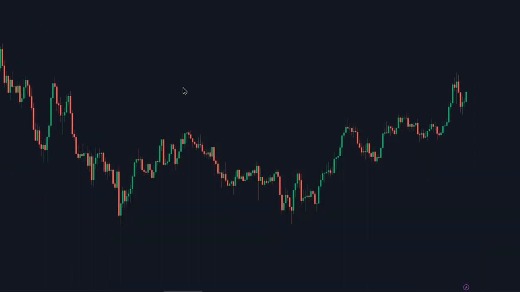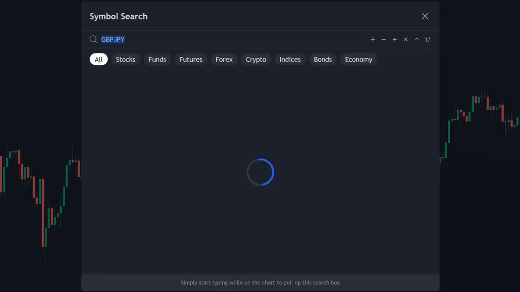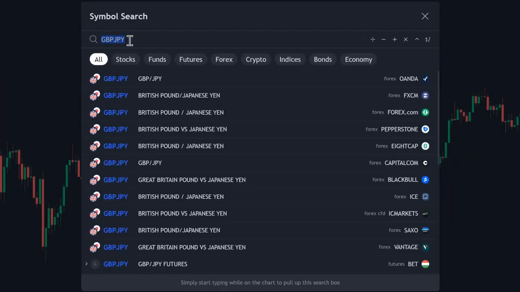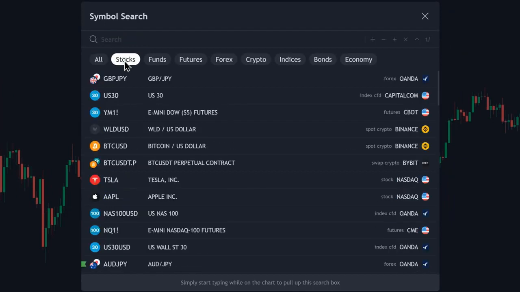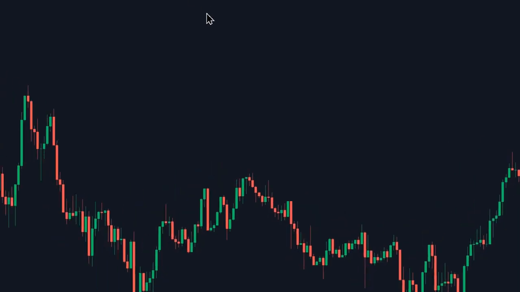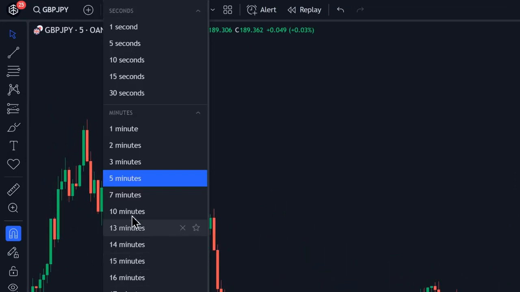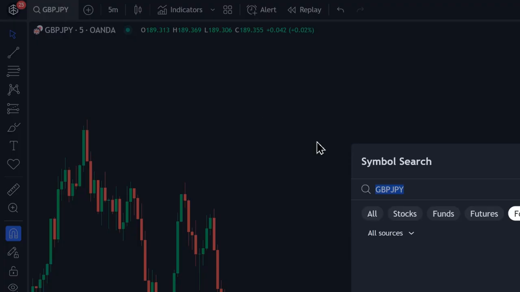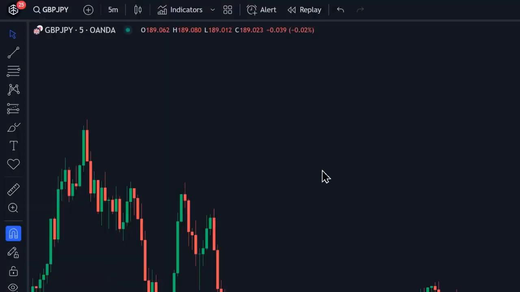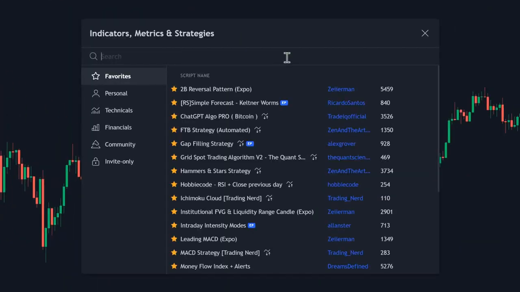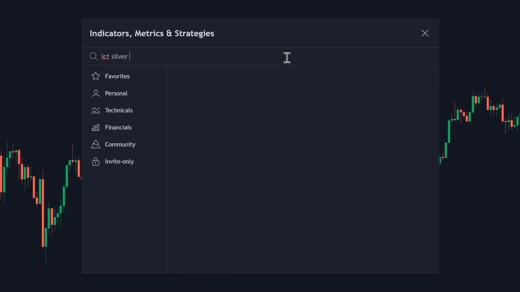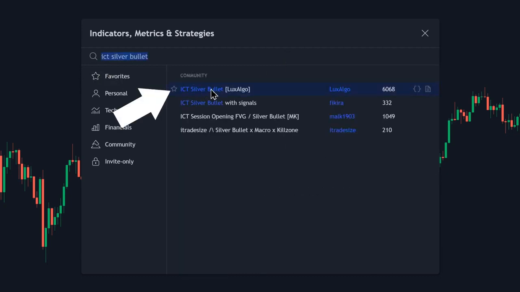Next, you wanna load the 5-minute time frame of GBP JPY, but you're not limited to this. You can actually use any trading security that you like, as long as the time frame is 15 minutes or under. But for now, we're gonna go with the 5-minute time frame of GBP JPY. After that, click on indicators so we can look for this indicator. Type in ICT Silver Bullet, this one by Lux Algo.